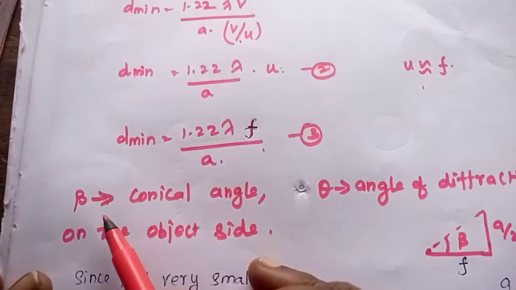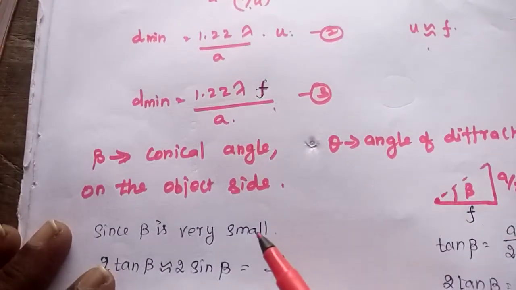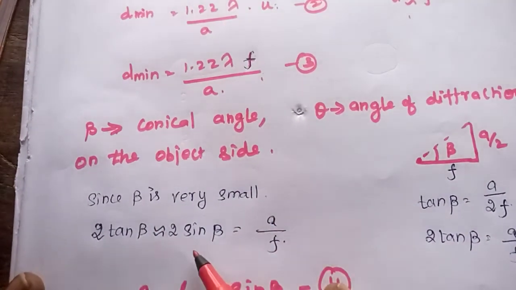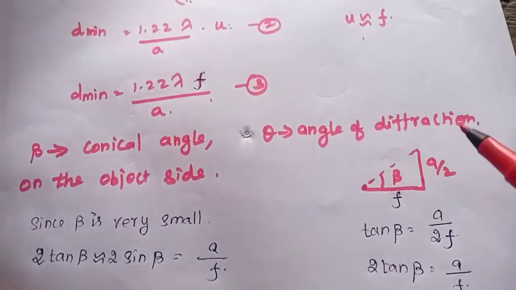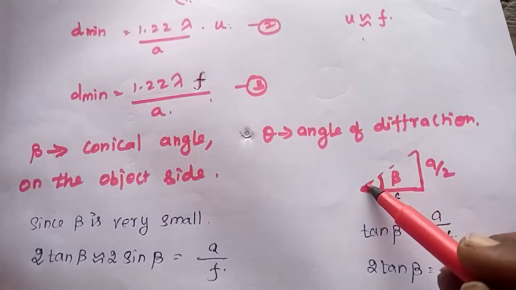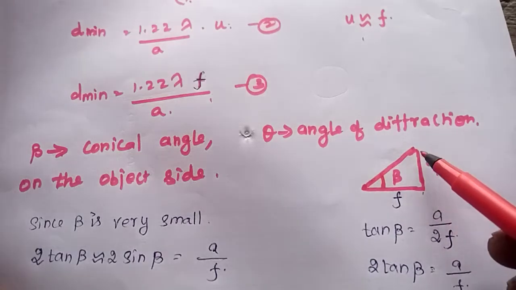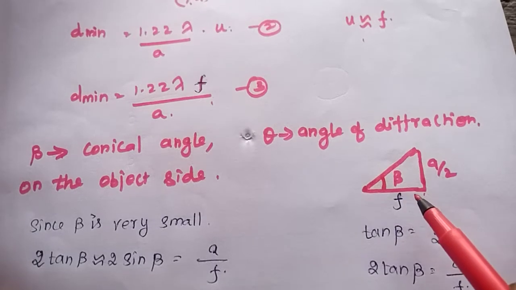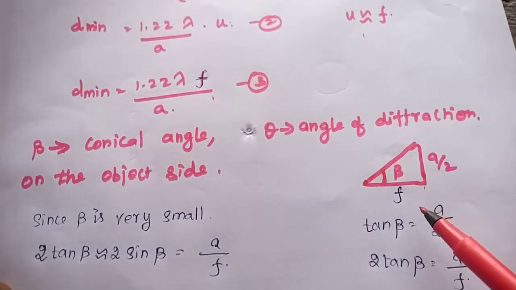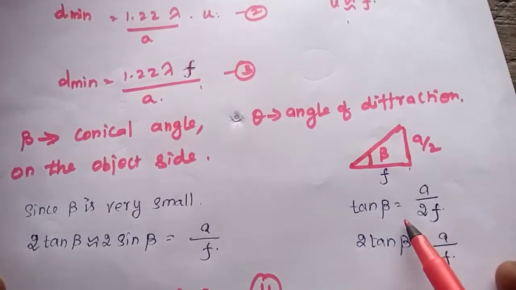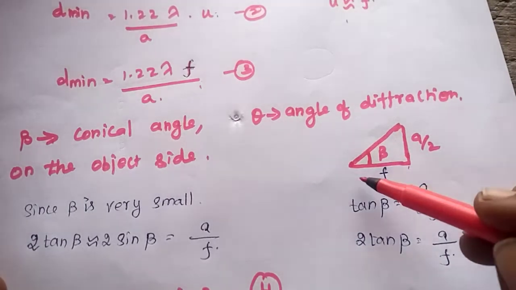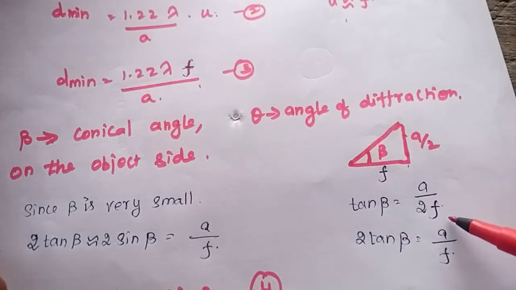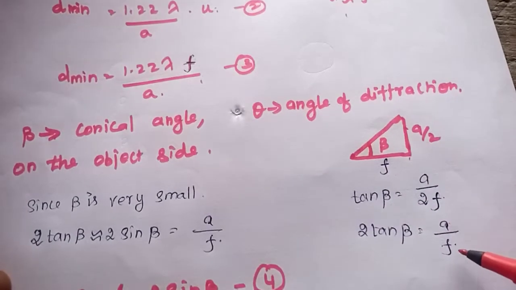Now we have beta as the conical angle, theta is the angle of diffraction on the object side, and the beta value is very small. See, there is a conical angle beta, and here this distance is a by 2, half of the aperture. From this you find tan beta. So tan beta is equal to a by 2 by f. This is opposite side by adjacent side. Opposite side is a by 2 and f is the adjacent side. Now 2 tan beta is nothing but a by f.